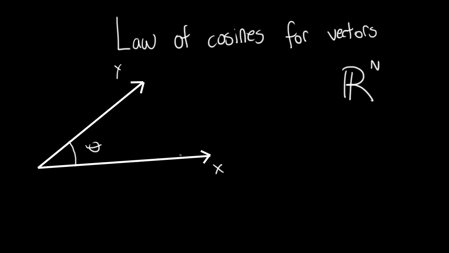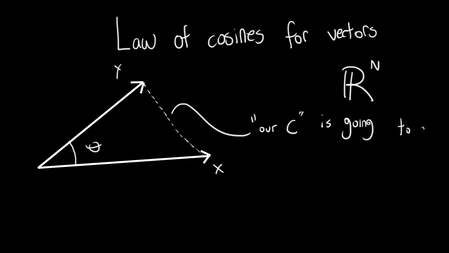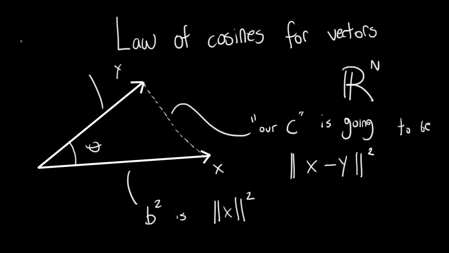So we want to go ahead and draw this, and essentially how we're going to write this is we'll have this line over here, and this is going to act as our c. This is the c that we had from before. It's going to be x minus y, so the length of x minus y squared is going to be that one. Remember, we're relating back to the last video. So b squared is going to be the length of x squared, and a squared over here is the length of y squared.